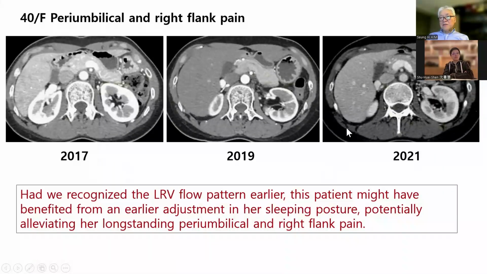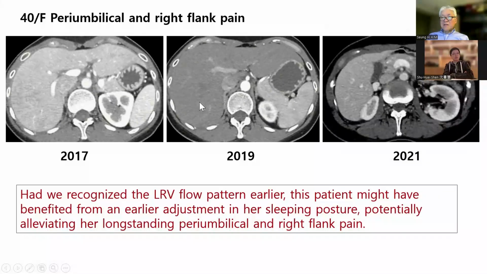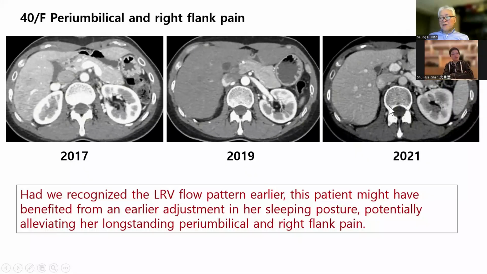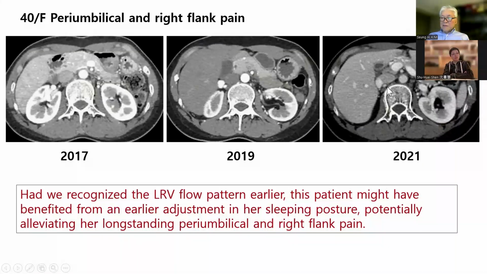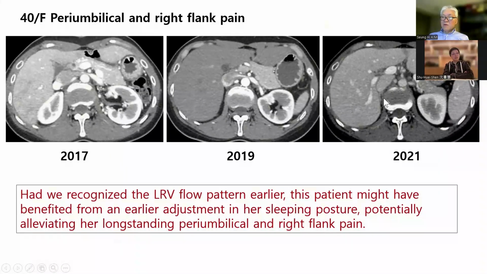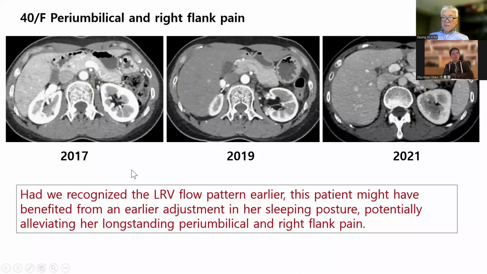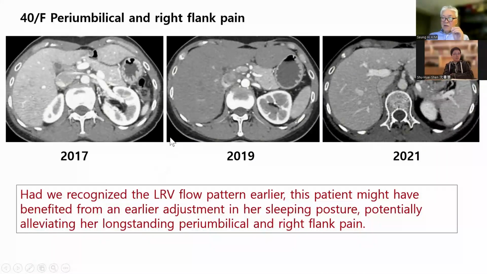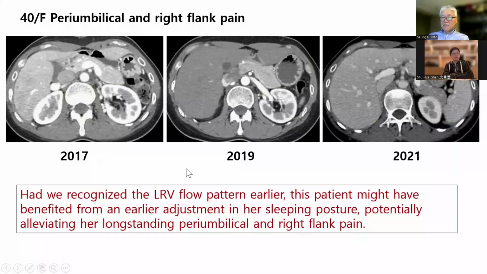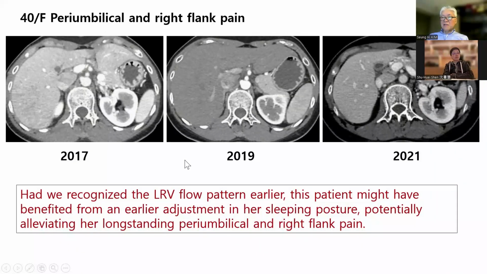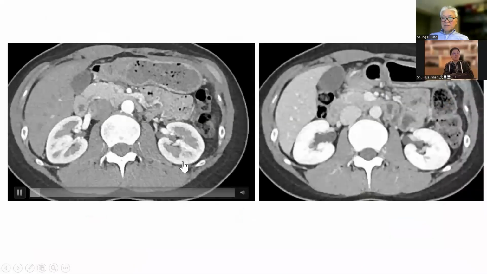So I think this case shows why we need to look at the left renal vein a little bit more carefully. If we look at the left renal vein once, that may help the patient, sometimes quite importantly, significantly.